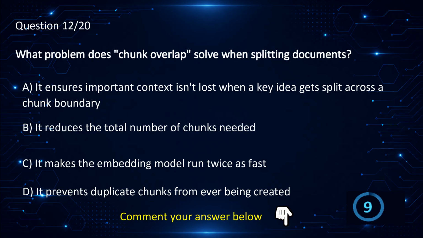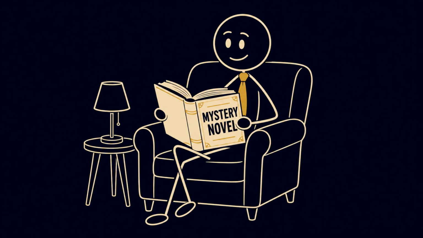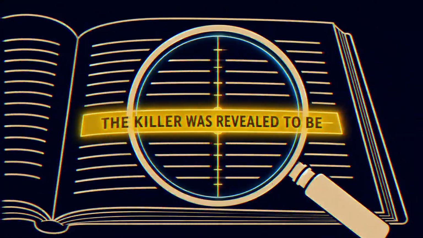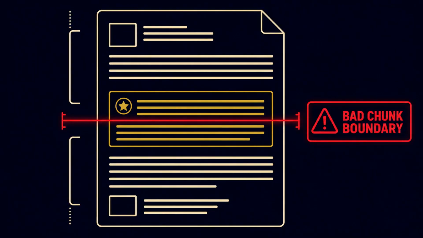What problem does chunk overlap solve when splitting documents? It's option A. Imagine reading a mystery novel, and right at the most important line, where the killer was revealed to be, someone rips the page in half. You're missing the one thing that mattered, purely because of where the tear happened to land. That's the real risk with basic chunking.